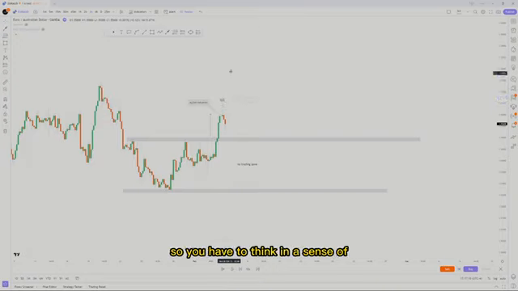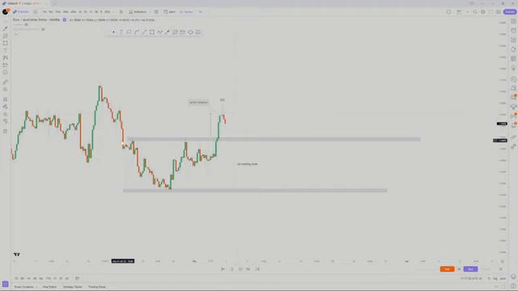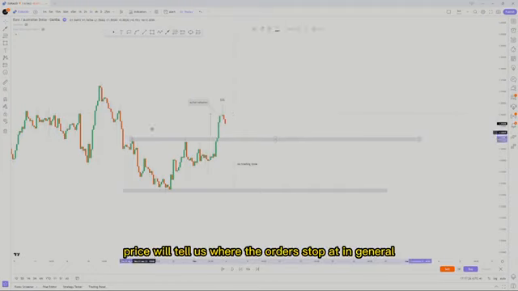So you have to think, if I was a new trader and I saw a breakout, would I buy this? Yes. But would I know where to get out? No. So that's why we always wait for the indication, because the indication will tell us where price likes to sell at. Price will tell us where the orders stop in general.